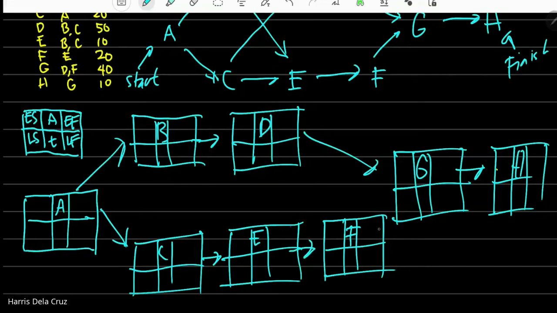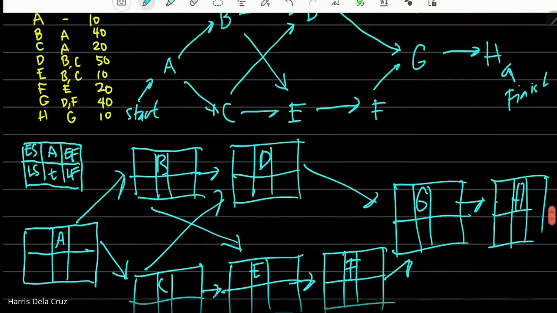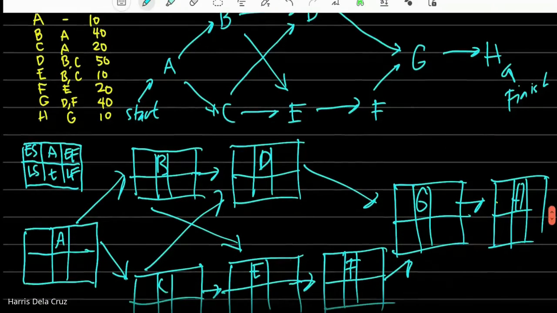So that we can keep track of the dependencies. And then this is dependent both here. Yan. Very important yung arrow para sa dependencies. Okay. So the time required to finish A is 10. The time required to finish B is 40. To finish C, you need 20.